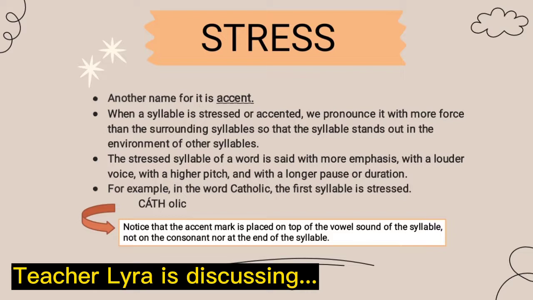For example, in the word Catholic, the first syllable is stressed: Catholic. Notice that the accent mark is placed on the top of the vowel sound of the syllable, not on the consonant nor at the end of the syllable.